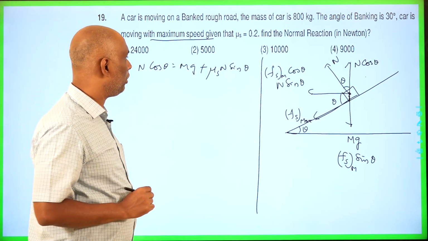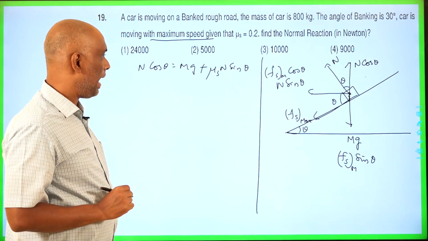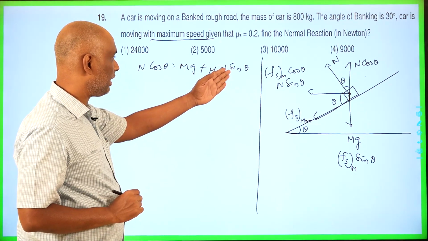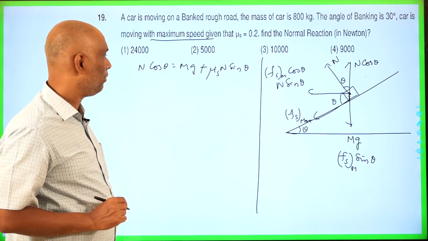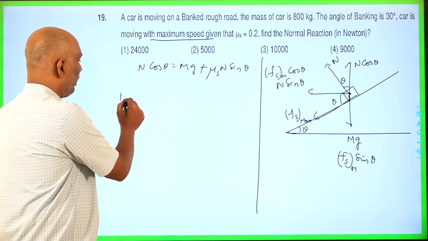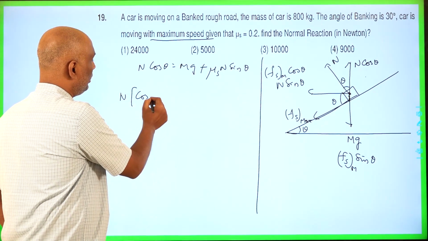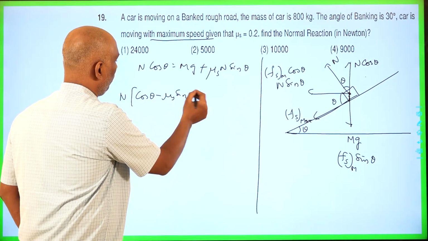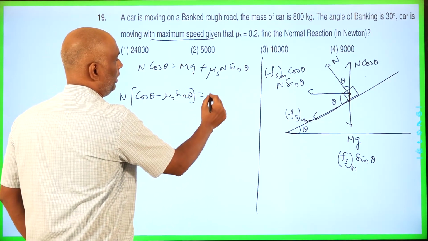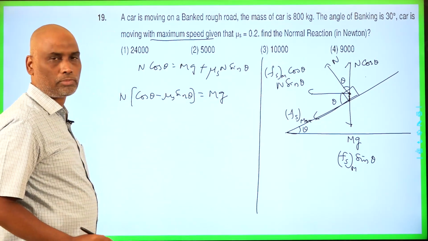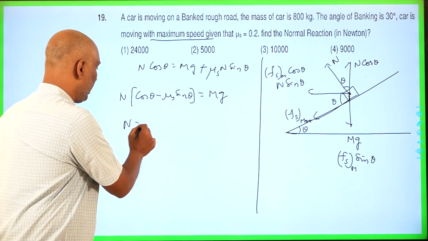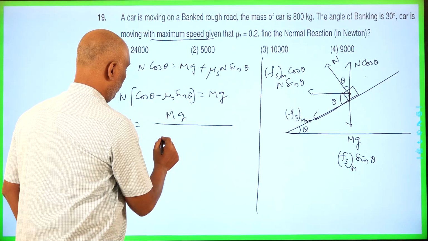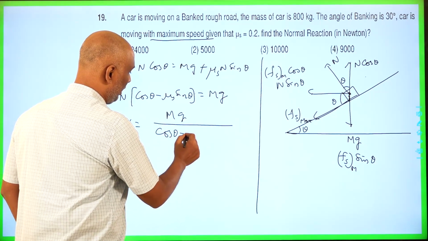Our aim is to find out the value of normal reaction. So, as our aim is to find the value of normal reaction, I can transpose this term to the left-hand side. In such case, we get N into cos theta minus mu s sin theta equal to mg. So from this equation I can say N is equal to m g divided by cos theta minus mu s sin theta.